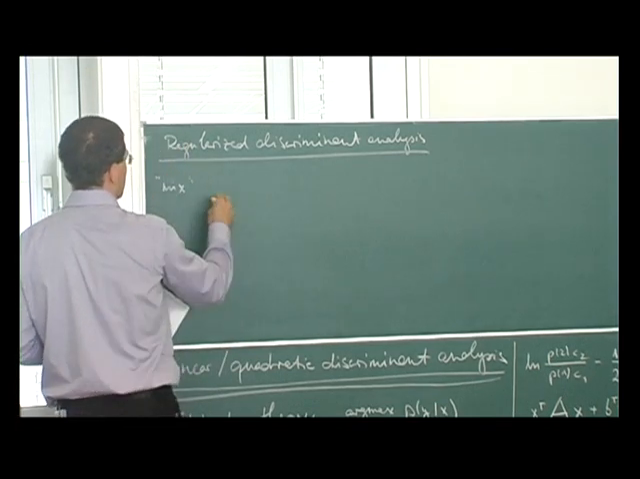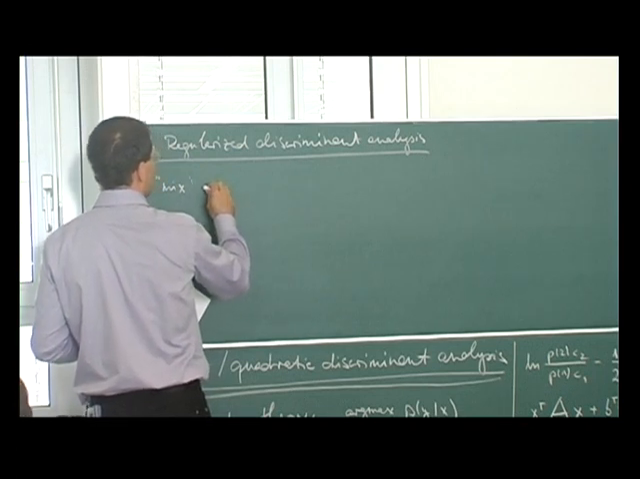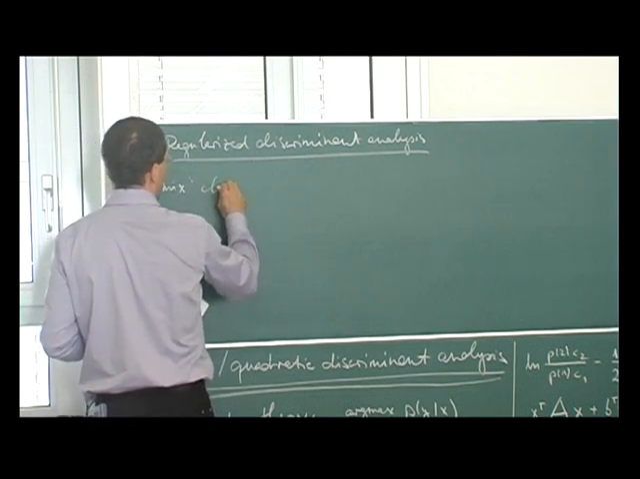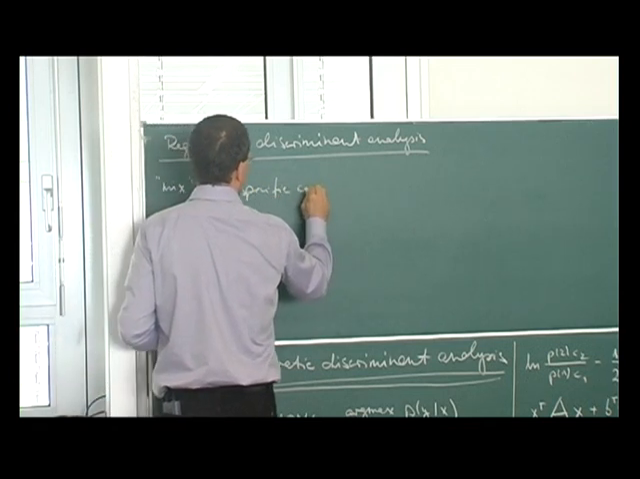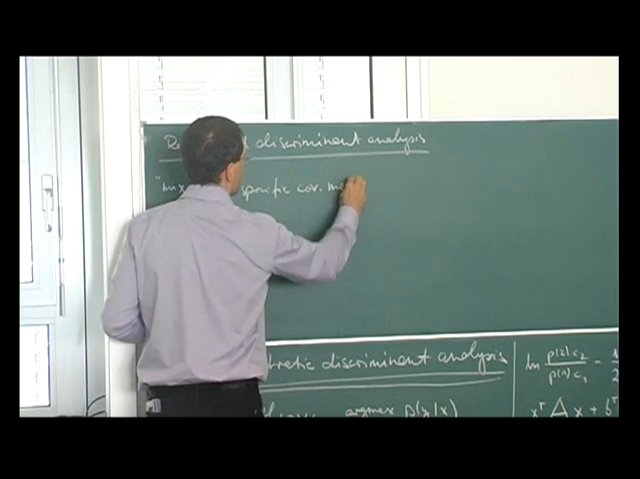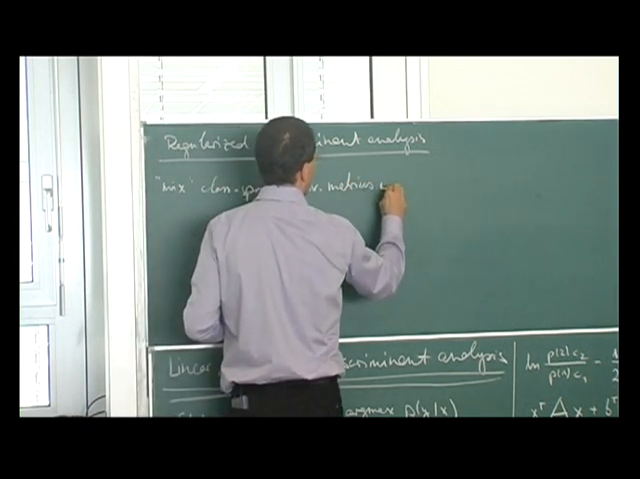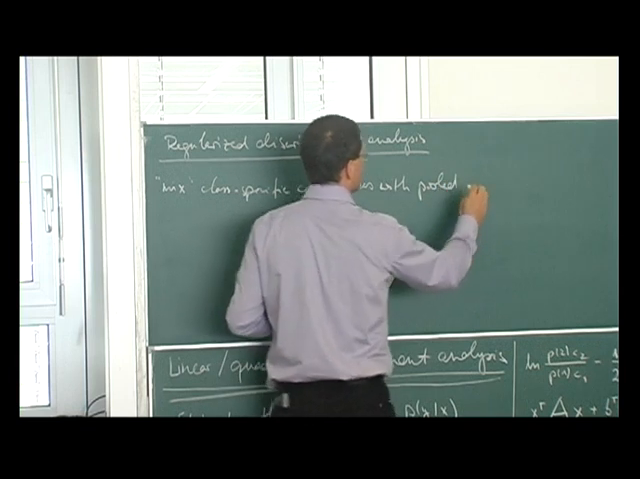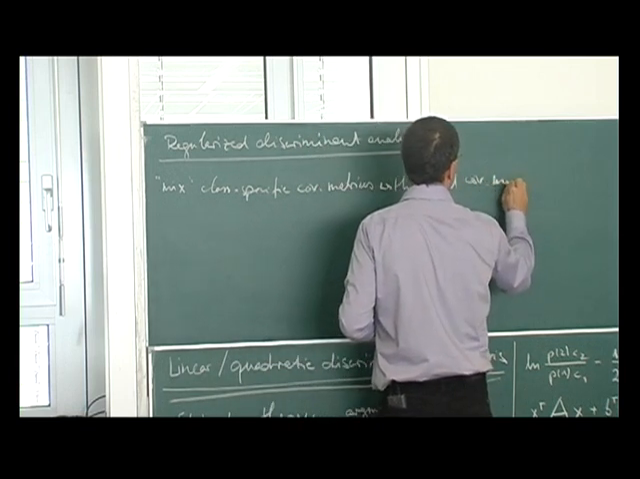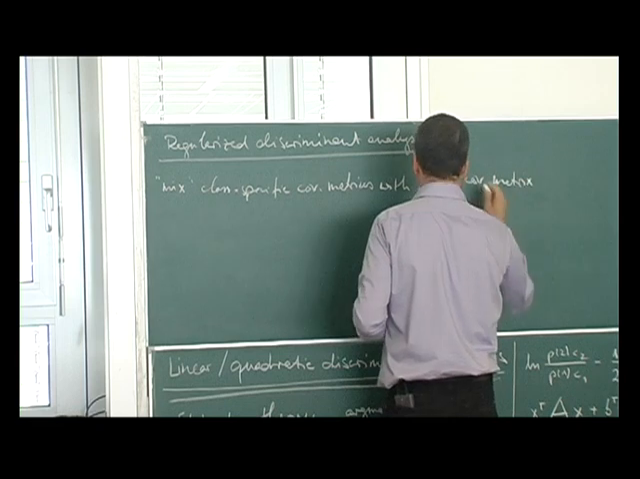I'm going to put this in a quotation mark. So mix the class-specific covariance matrices with a pooled covariance matrix.